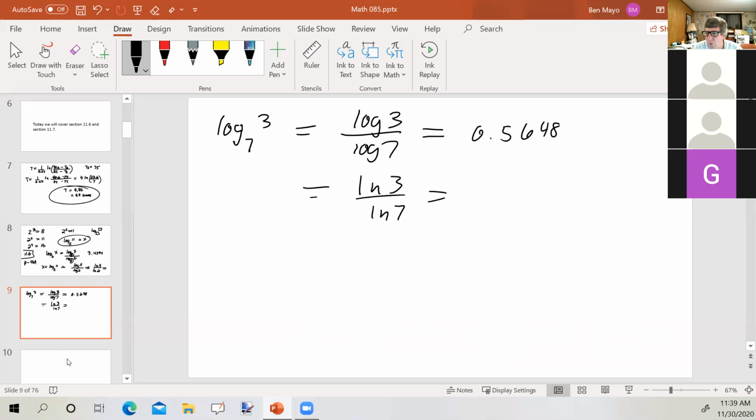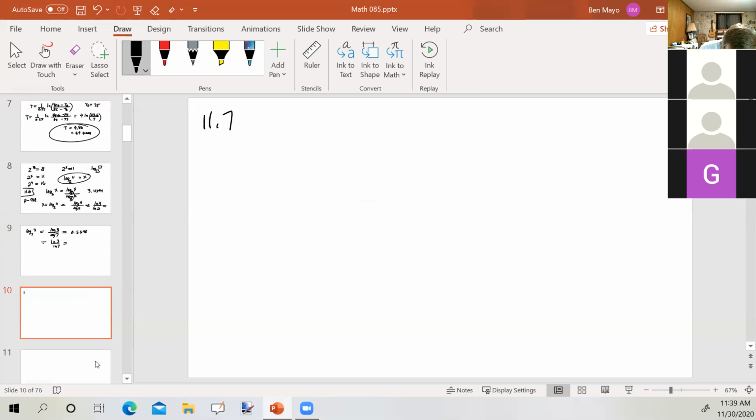Do you need more examples of that? No. All righty, then we'll go on to section 11.7. Again, all we're doing in 11.6 is that one change of base formula.